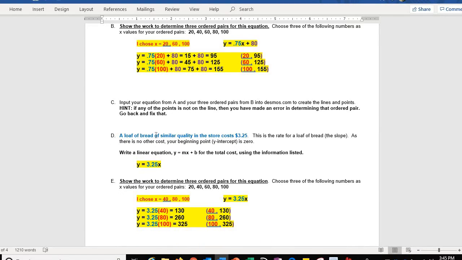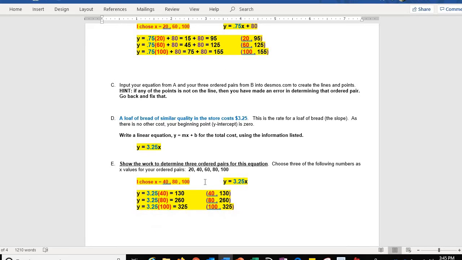So now I'm going to the next one. So I get to 1D. My loaf of bread is 3.25 per loaf when I buy it. So that means that 3.25 is the M value. I'm not buying a bread machine, so B is going to be 0, so I don't even have to write it. So here's my equation. So my equation for D will look similar to this. So y equals 3.25x.